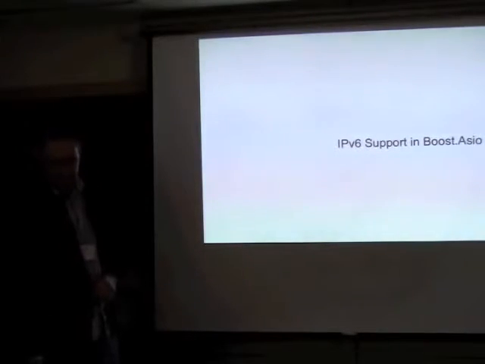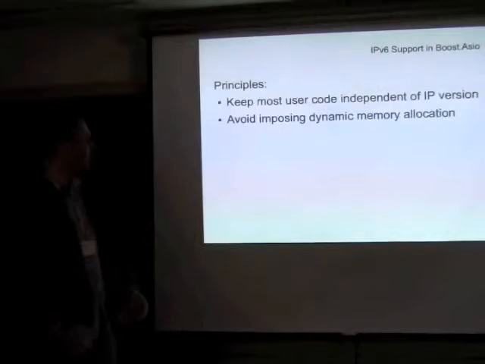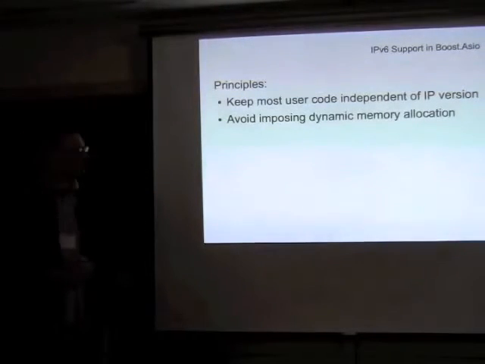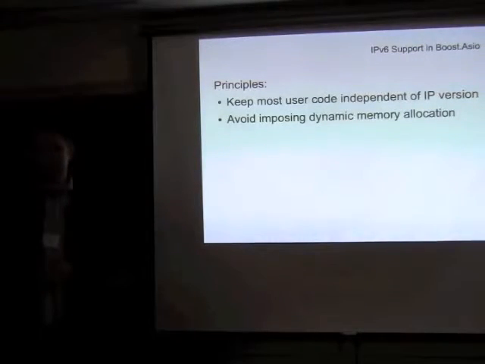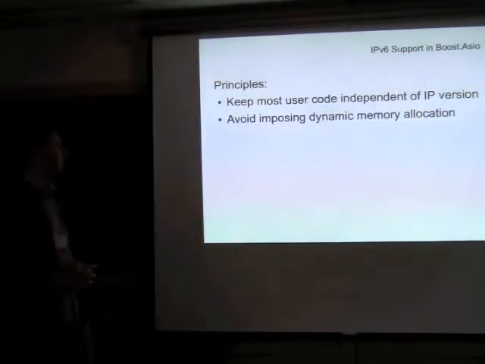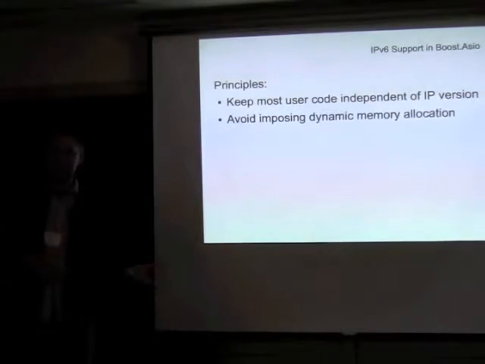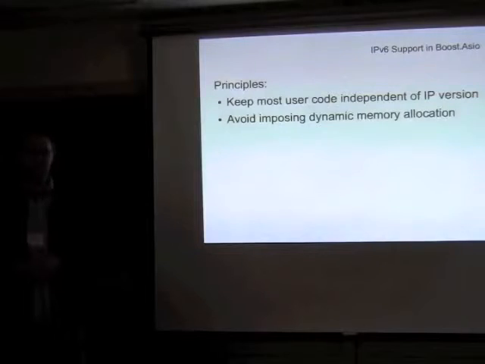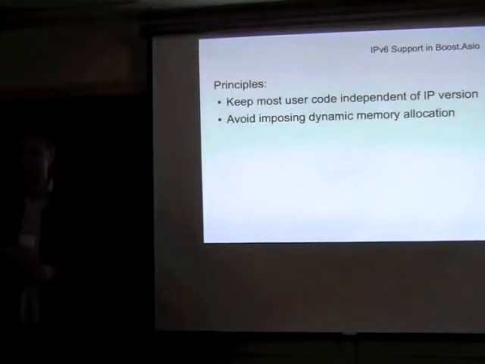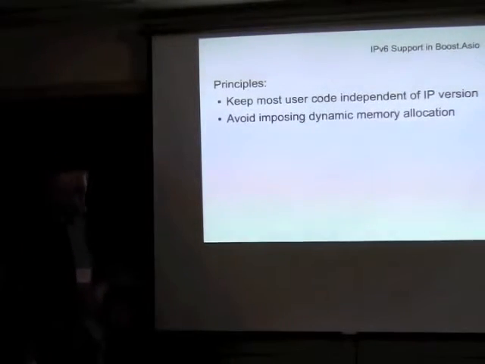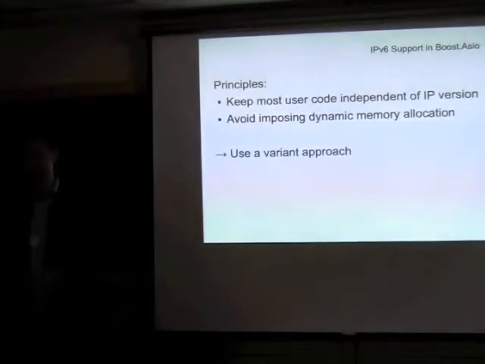Okay, so in ASIO there's a few classes that together give you the IPv6 support, and there's a few underlying design principles here, and one is that most user code should not need to be aware of whether it's operating on IPv4 and IPv6. But because that necessarily entails an implementation dealing in alternately IPv4 or IPv6 addresses, I also did not want to impose any costs associated with new and delete. So what I've done is I take a variant approach. I mean, it's a very simple variant. It's just either IPv4 address or IPv6 address.